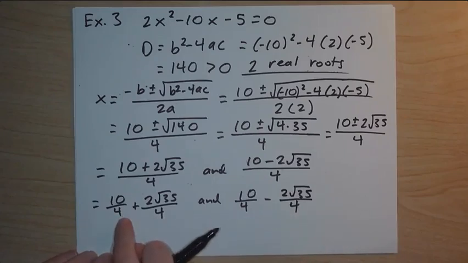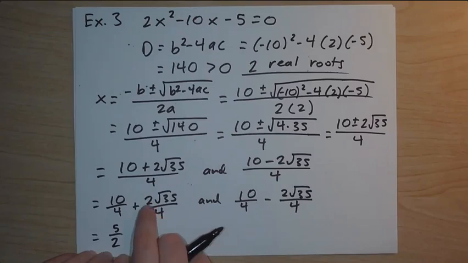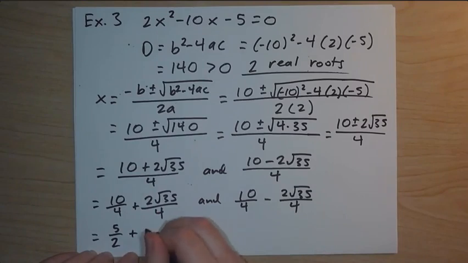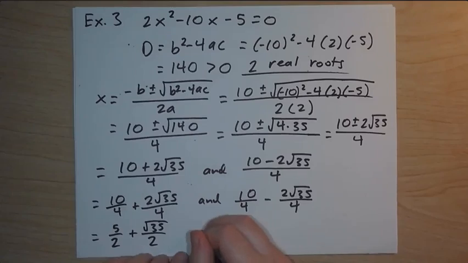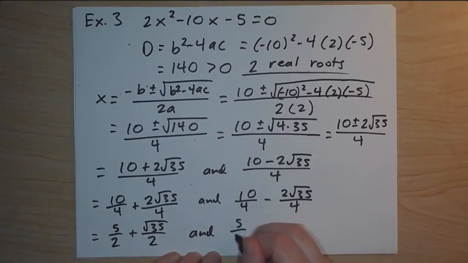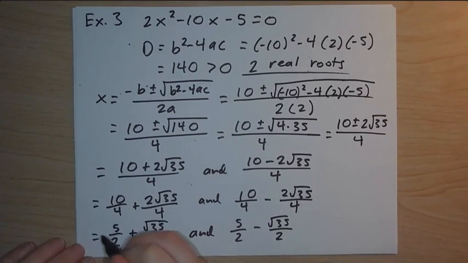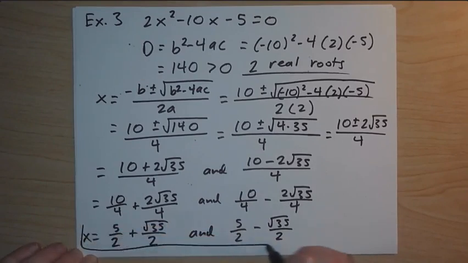10 divided by 4 can be simplified by taking 2 out of both of them, which gives us 5 halves. We can take out 2 from both 2 square root of 35 and 4, which just leaves us with square root of 35 over 2. So this is one solution. Doing the same treatment to this solution right here, 10 over 4 is the same thing as 5 halves. Taking out the 2, we get square root of 35 over 2. So these are our two roots right here.